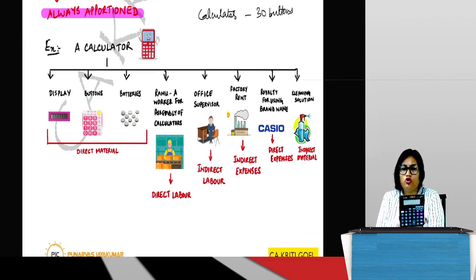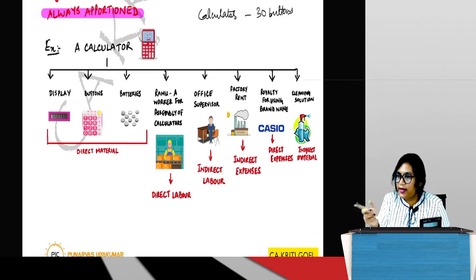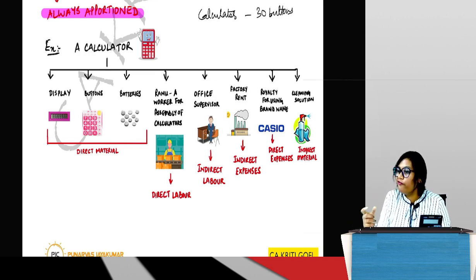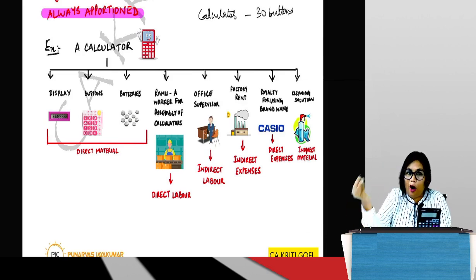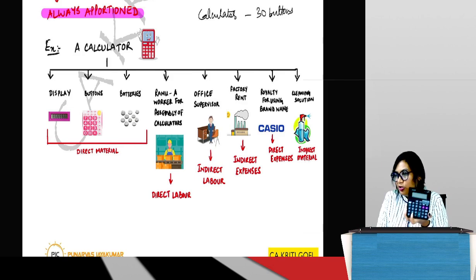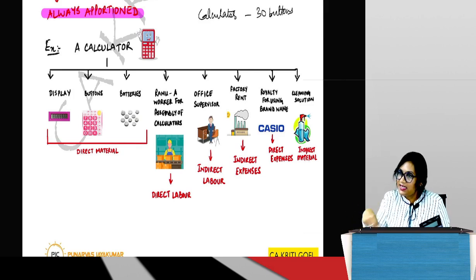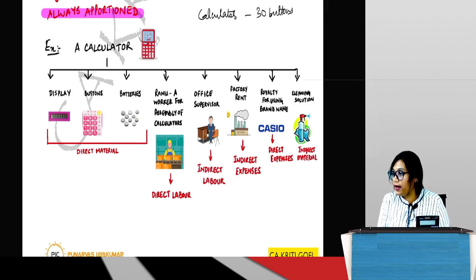Indirect, if I tell you how much rent is attributable to this one unit, you won't be able to tell me. You'll again say, ma'am, what was the rent for 1 month? Ma'am, how many units were manufactured? Then you'll calculate and tell me. Again, you are doing the process of apportionment there. You are not able to look at the product and tell me how much rent is attributable to this product. So it is other expense first of all, because it's neither material nor labor. And it is indirect because it is not directly associated with this product. It cannot be identified on a per unit basis.